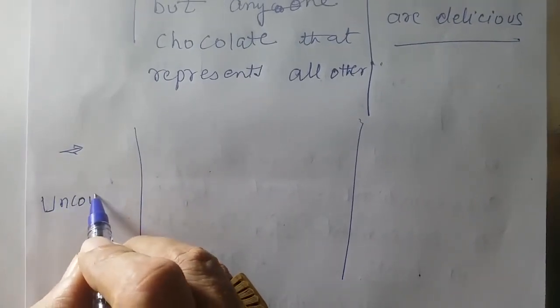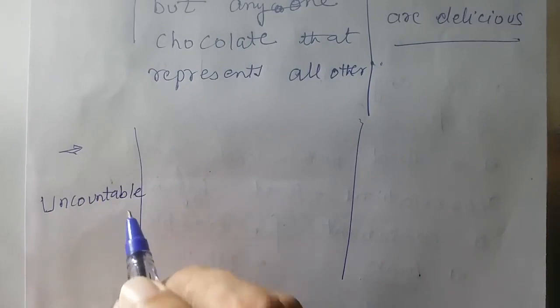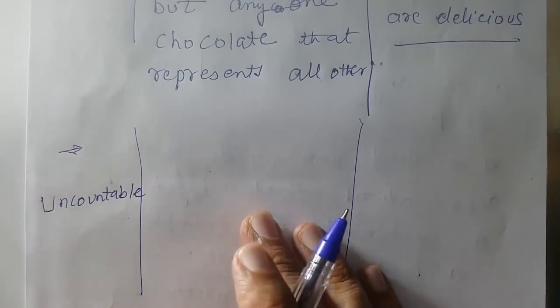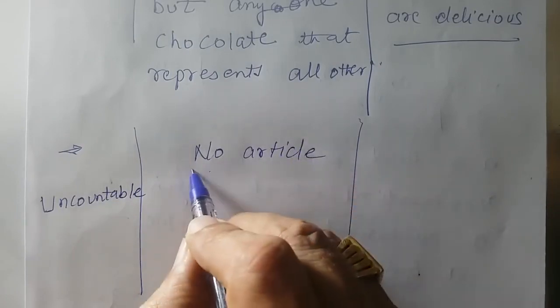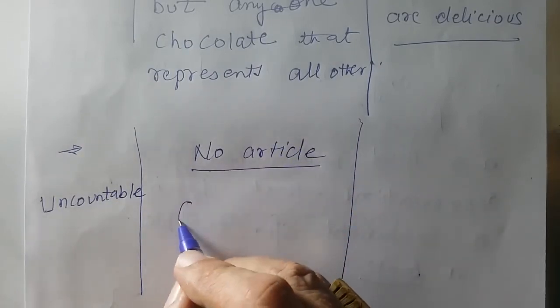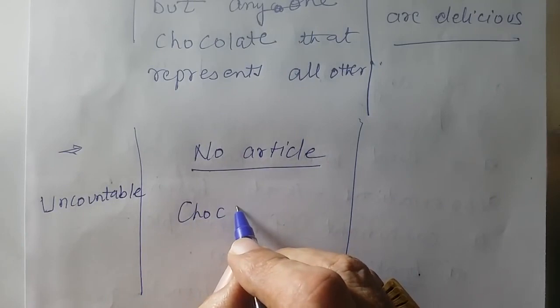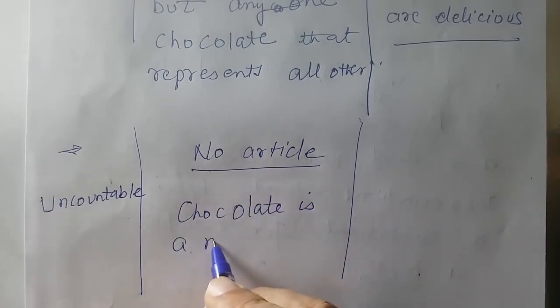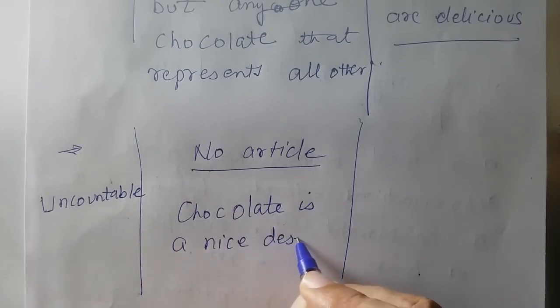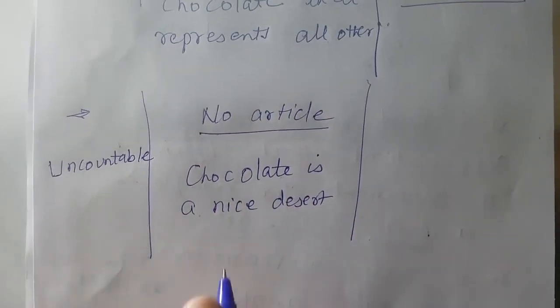So let's go with uncountable. Here there is no need of an article. Chocolate is a nice dessert.